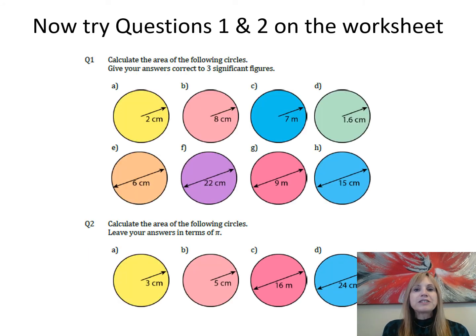Now try questions 1 and 2 on the worksheet. The answers are at the end, so you can check them. The first one, you need to give your answer to 3 significant figures, so you need the calculator, and the second one, you're just leaving it in terms of pi. When you've done that, you can come back to the video and we'll go through some more examples.